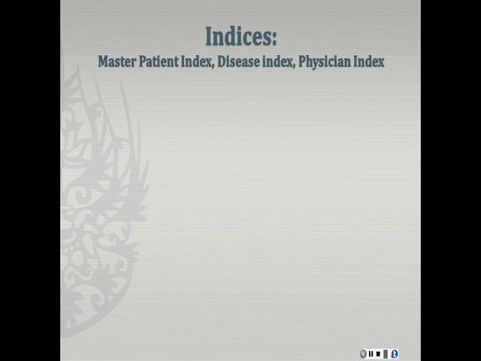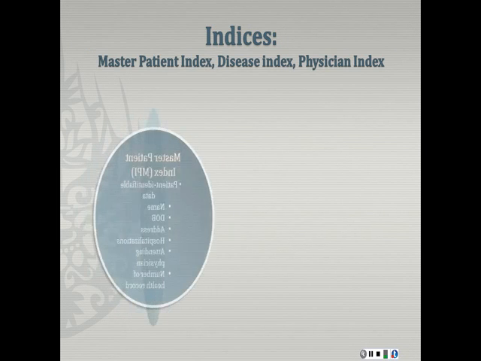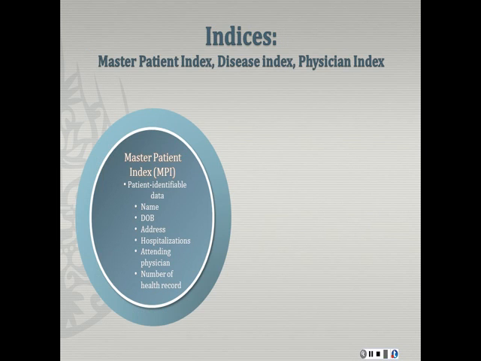The first one is the indices. They include the master patient index, disease index, and the physician index. And the first one we'll cover is the master patient index. Now, the master patient index can also be called the master population index or the master person index.